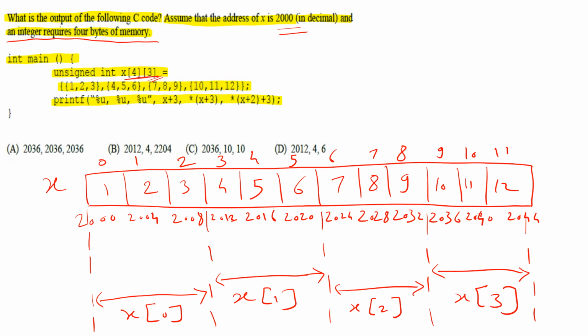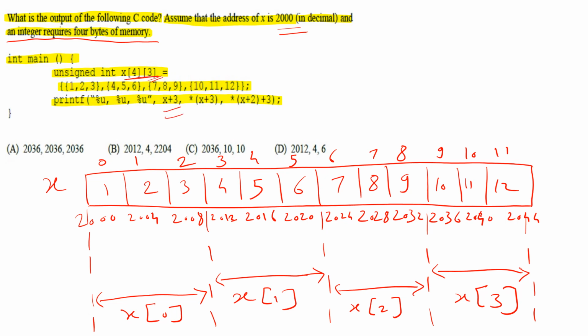So you see x of 0 is already divided into 3 compartments which contain 1, 2, 3. X of 1 is also divided into 3 compartments which contain 4, 5, 6. Likewise, x of 2 and x of 3 are also divided into 3 equal compartments respectively with values 7, 8, 9, 10, 11, 12.